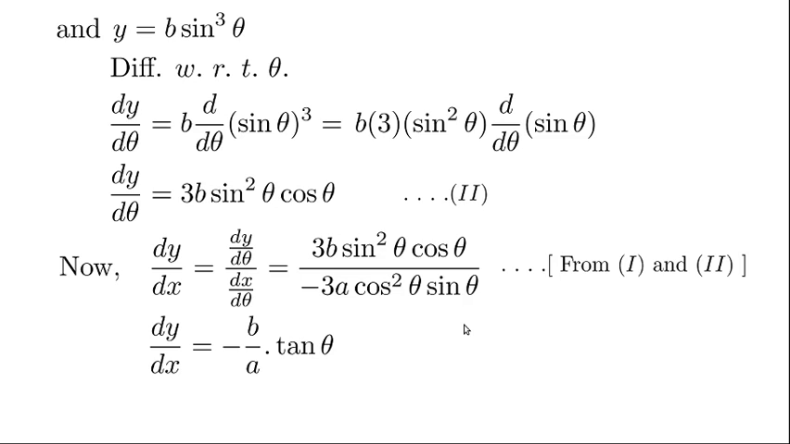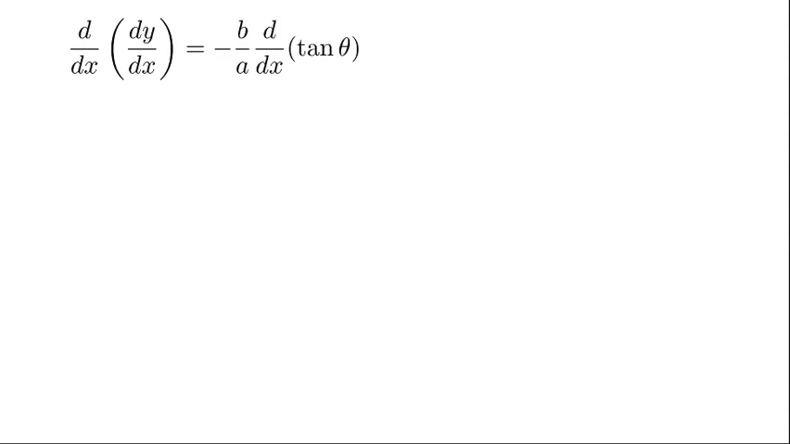And now we are going to differentiate this with respect to x again. Be careful, note it very carefully. We are differentiating with respect to x, but the right hand side is in terms of theta. It is not 0. Theta is not a constant here. Therefore, d by dx of dy by dx equal to minus b by a d by dx of tan theta.